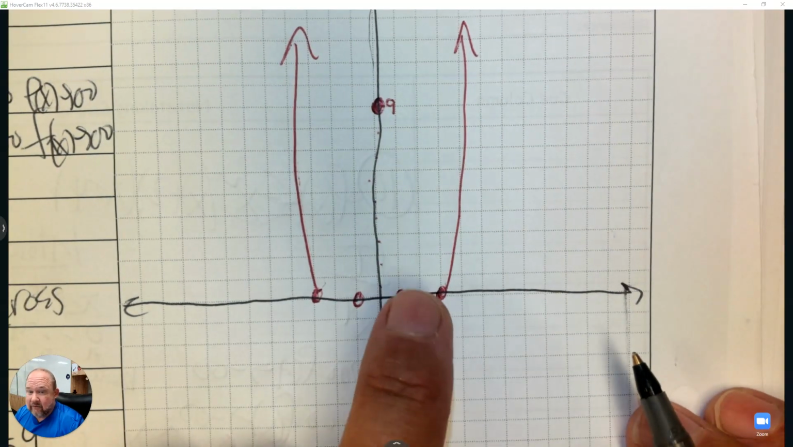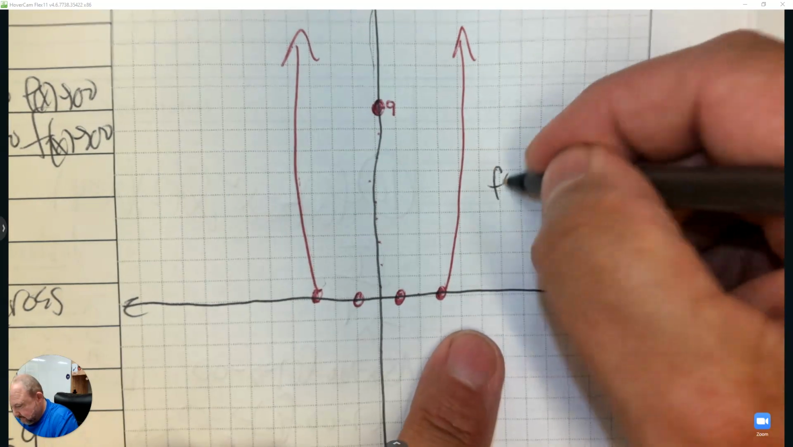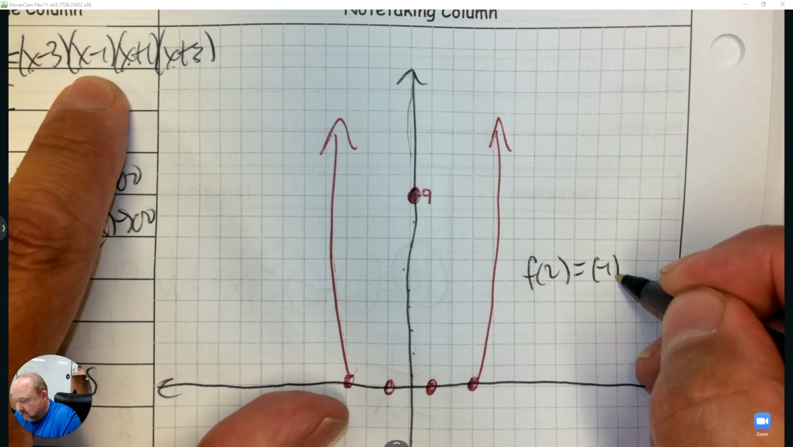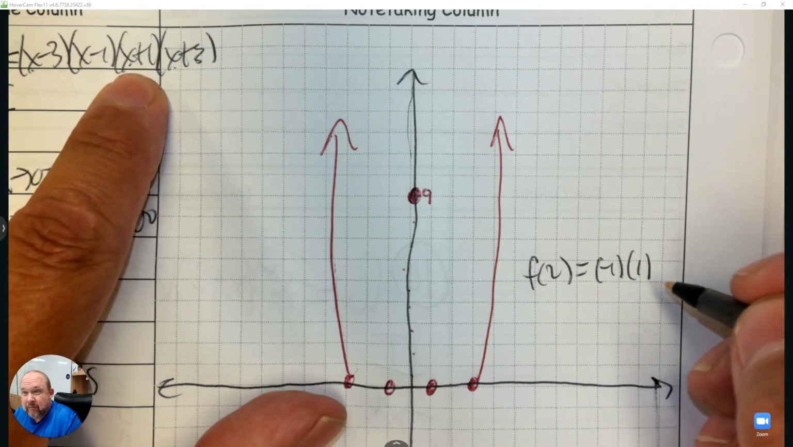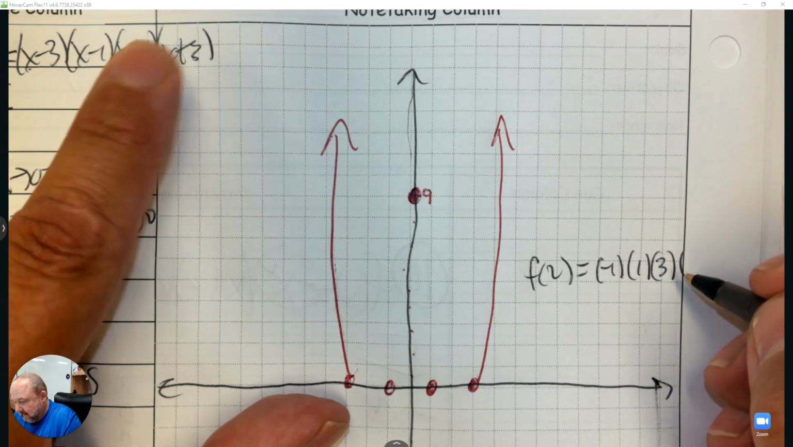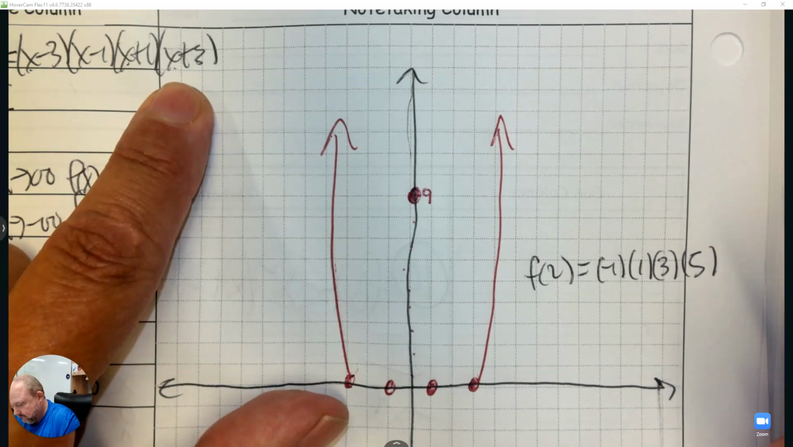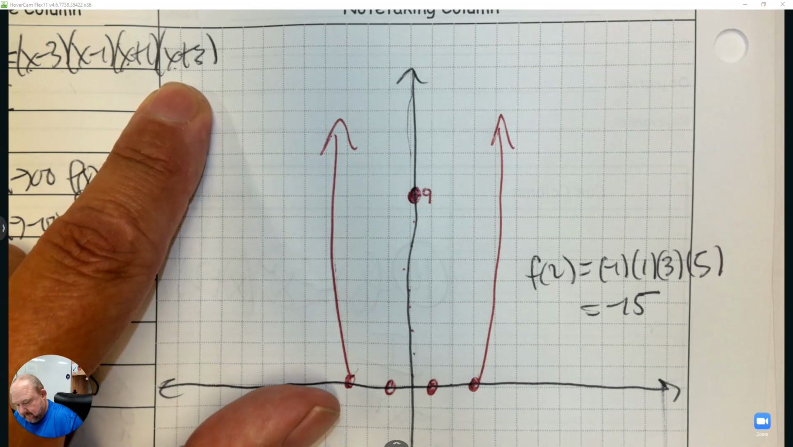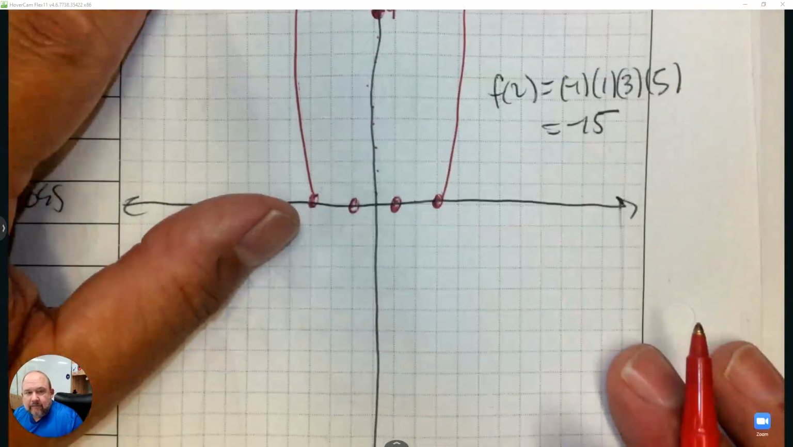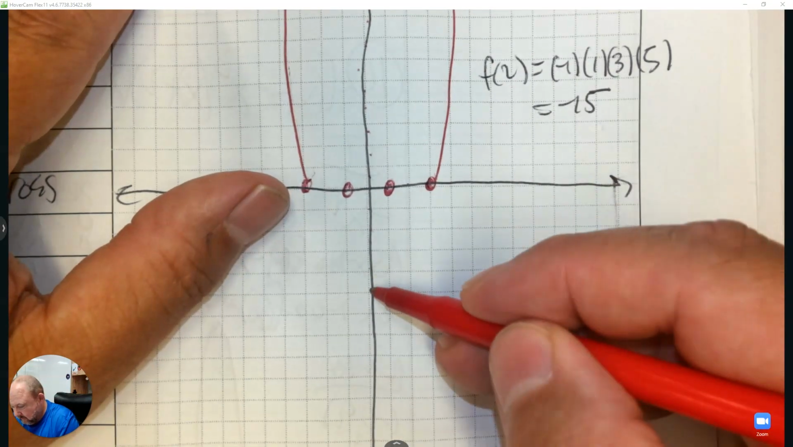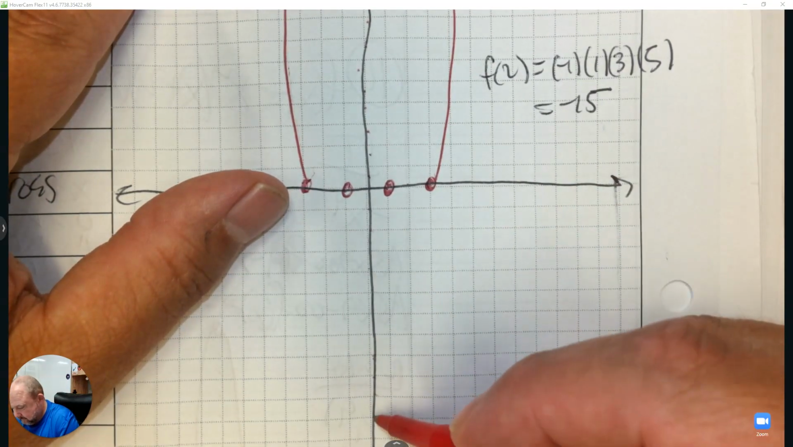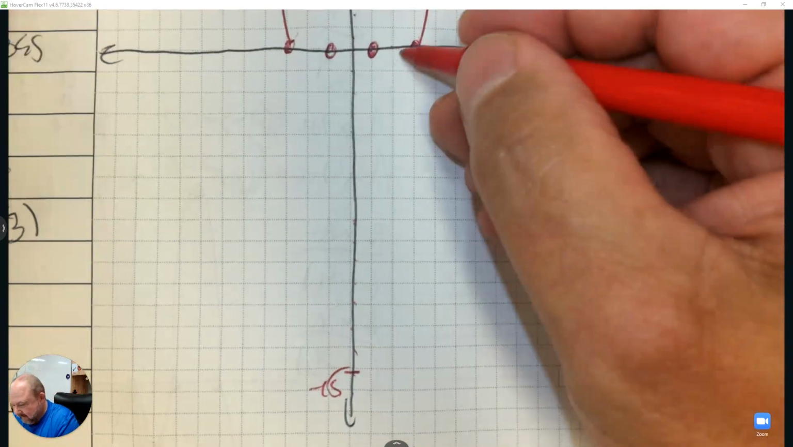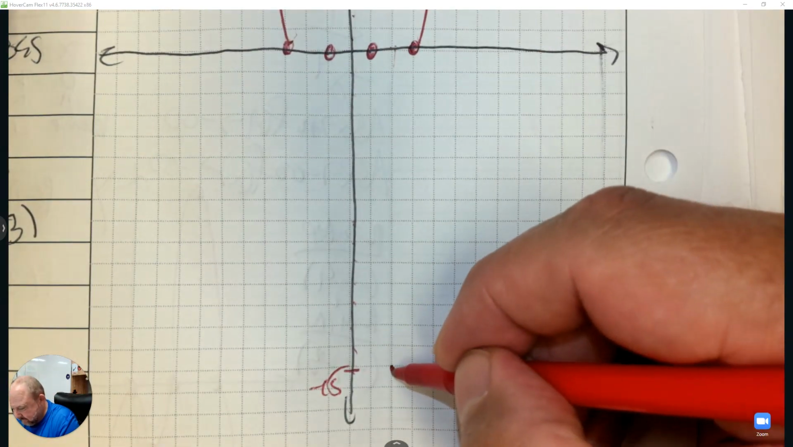So what values do I need to find that I haven't found yet? So I need to find at 2. So I'm going to go back here. 2 take away 3. That's negative 1. 2 take away 1. 2 plus 1. And 2 plus 3. So that's negative 15. There it is. See, that's why I had that much room. So 2 gives me negative 15.